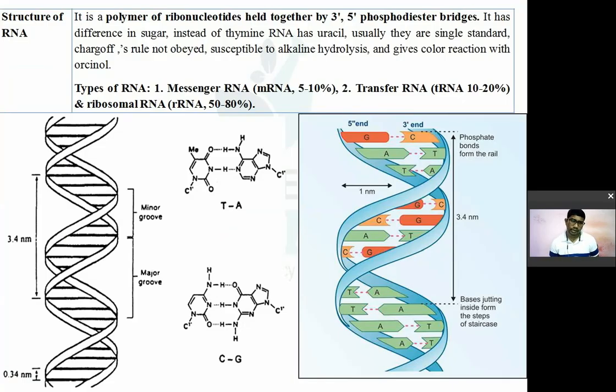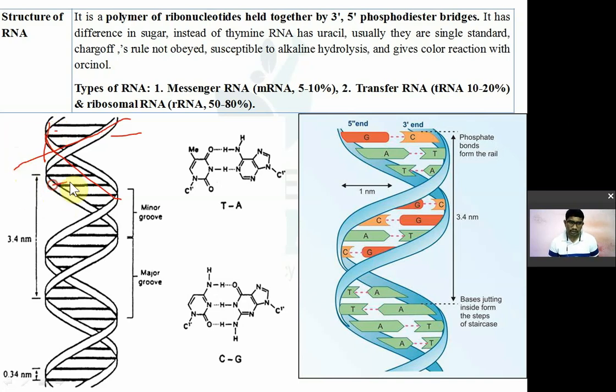So you can see here a structure of DNA. DNA is a double helical polymer of deoxyribonucleotides. There will be two chains, meaning two polynucleotide chains. One chain consists of genetic information and is known as the template strand, and the other is known as the complementary strand. The template strand is also known as the sense strand, and the complementary strand is known as the non-sense strand.